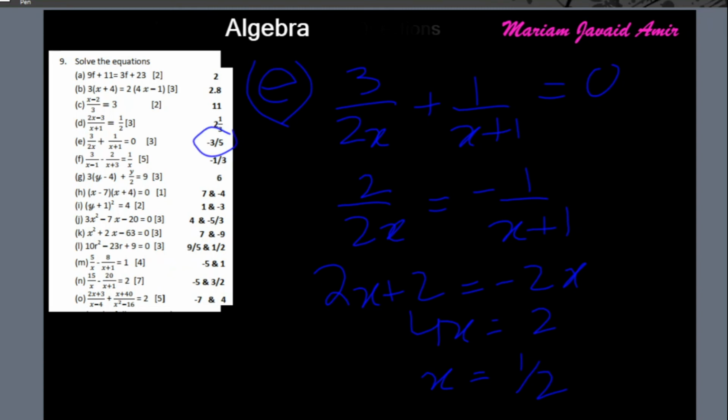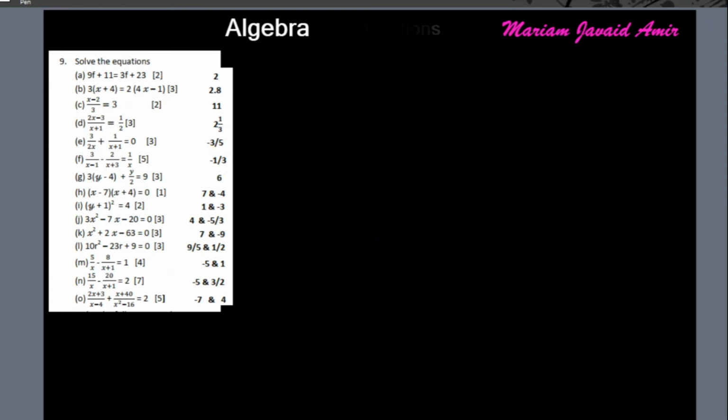Okay, so there isn't any major mistake, only this should be negative because we brought 2 to this side, and then the answer should be negative half. So this answer needs to be corrected. The answer for part E is actually negative half.